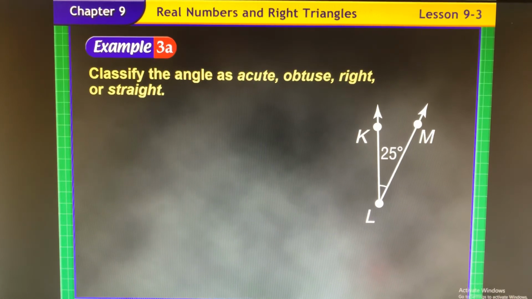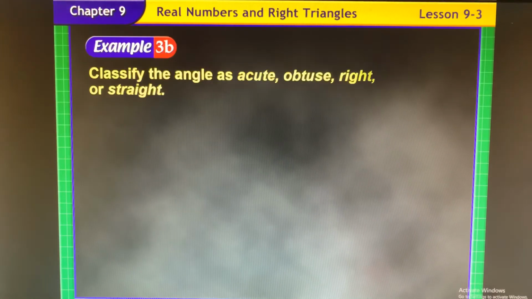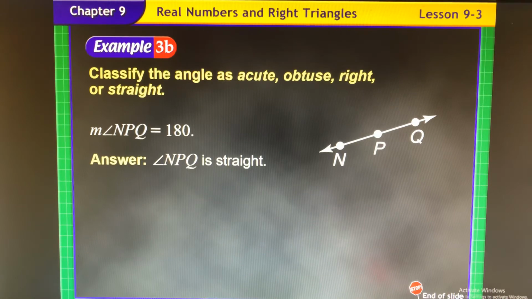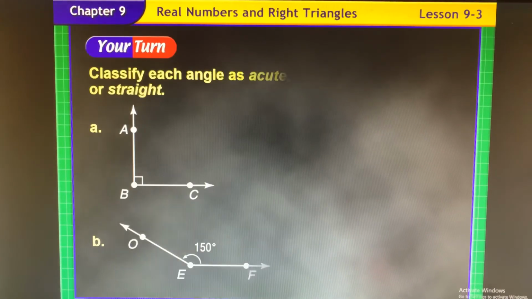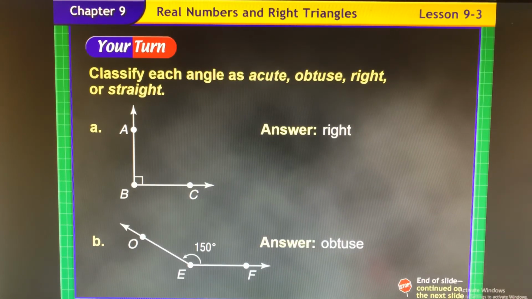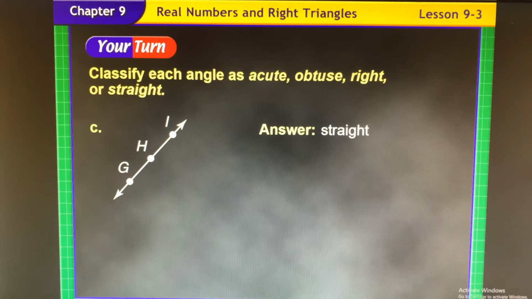These we can go quickly on because you're all familiar with acute less than 90, obtuse is greater than 90, right is equal to 90, and straight is 180 degrees. So this one would be acute, straight, 180 degrees, obtuse, greater than 90. A is right, B is obtuse, greater than 90, straight, 180 degrees.